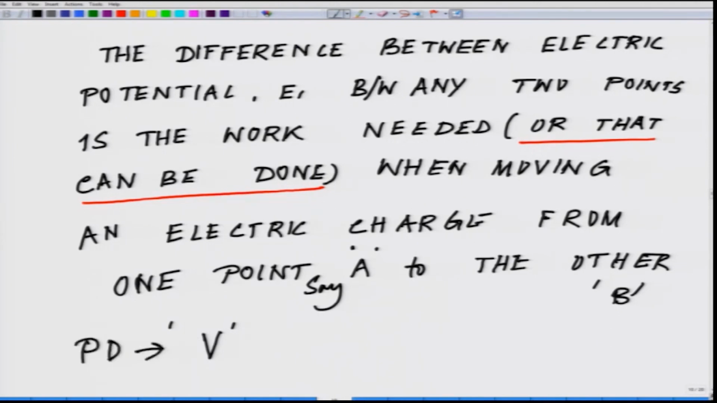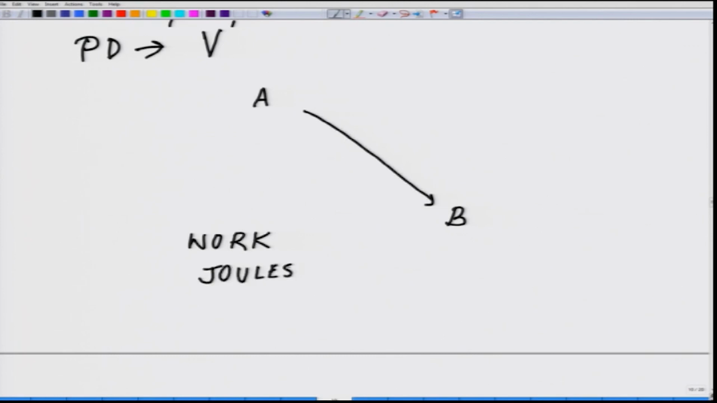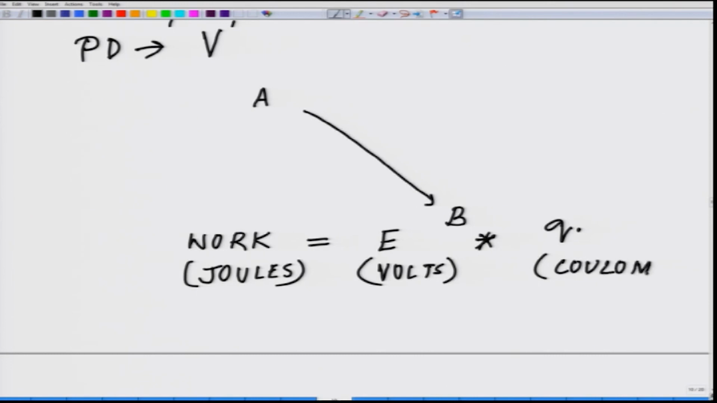So, now if we talk about the work which will be done in moving a charge from A to B, this could be quantified as work, which is represented in joules, the unit of work, is equal to your E, which is the potential difference represented in volts, multiplied by the Q, the amount of charge, which is in coulombs. We have already talked about it. So, the work done. So, this is the second relation we are talking about.